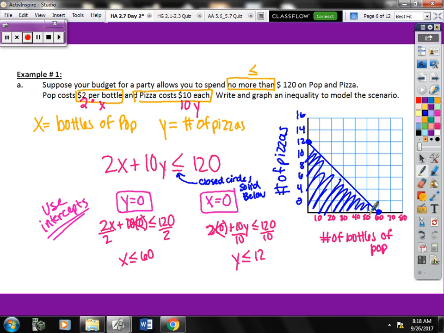Sometimes then they'll ask you for two possible combinations of things you can afford. So that would be any ordered pair that falls in between. One example of something you could afford would be 20 bottles of pop and 4 pizzas, or 10 bottles of pop and 8 pizzas. There's lots of possible combinations. You would want to pick whole numbers because you're not going to buy half a pizza or half a bottle of pop. Abby? Is it possible to have one open circle and one closed?